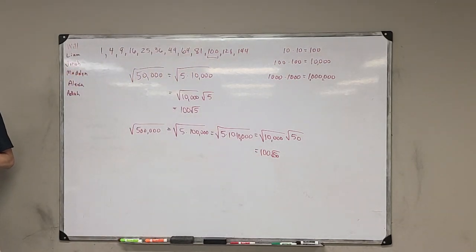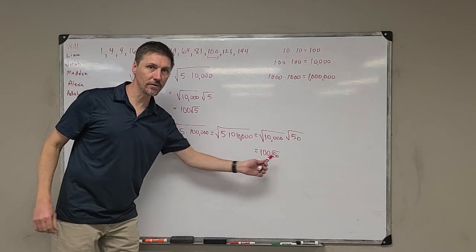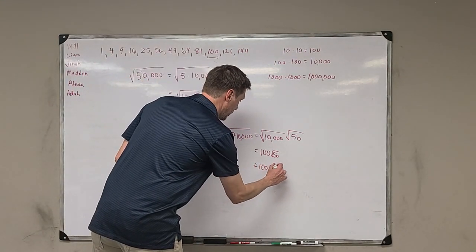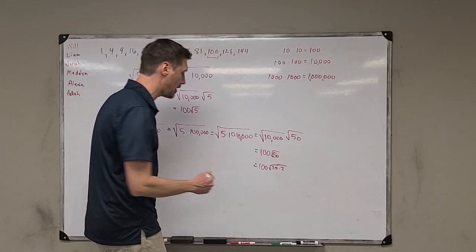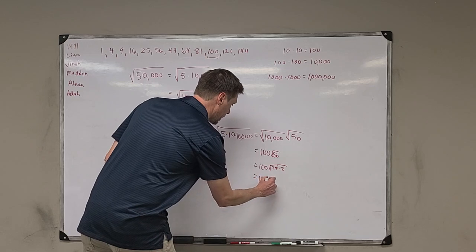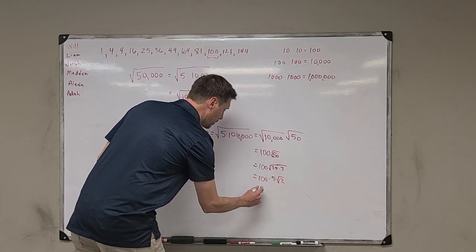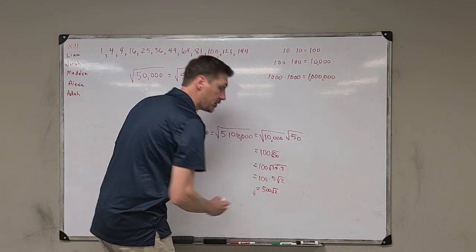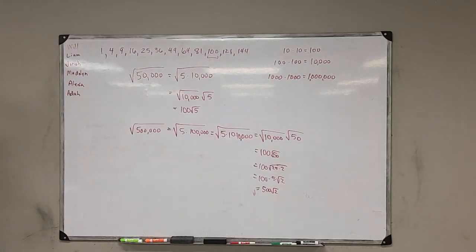Am I done simplifying? I'm not. There's a perfect square in this 50. The square root of 50 is the same as the square root of 25 times 2. And so when I pull the 5 out of that, this is 100 times 5 square root of 2. 100 times 5 equals 500 square root of 2. So it finally simplifies all the way down to that. Does that make sense to everybody?